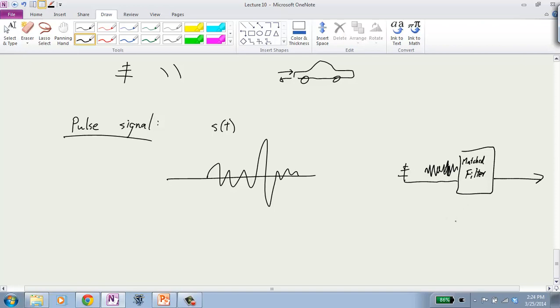You just create an LTI system here, a linear time invariant filter with impulse response that's S conjugate of negative t, of course if everything's real, then the conjugate doesn't matter. So you make an LTI system where the impulse response is just the reversal of your pulse sequence in time. If you do this, then what you can show is what'll come out is something that peaks right at the point of time where the signal is. So in other words, peaks locate S of t.